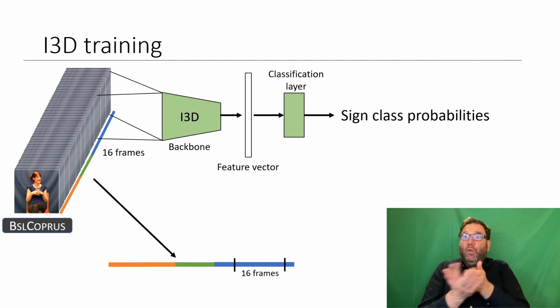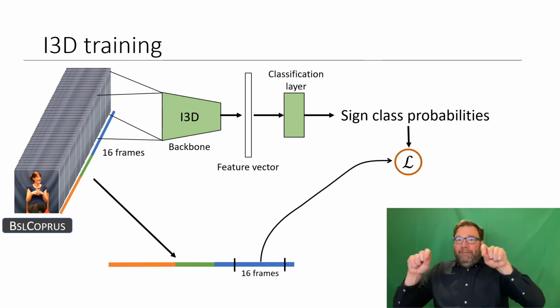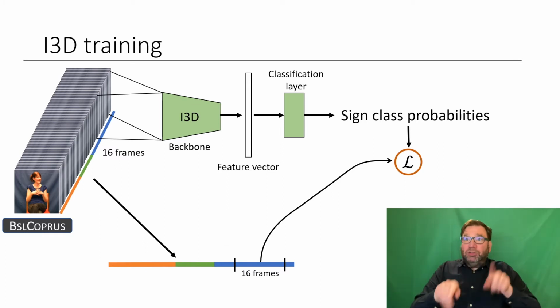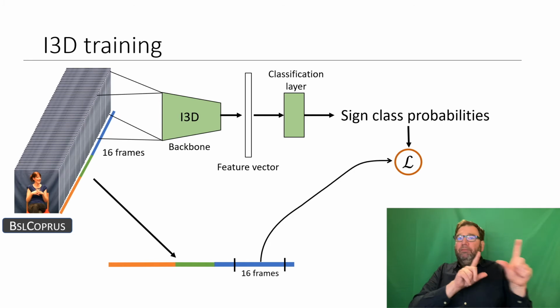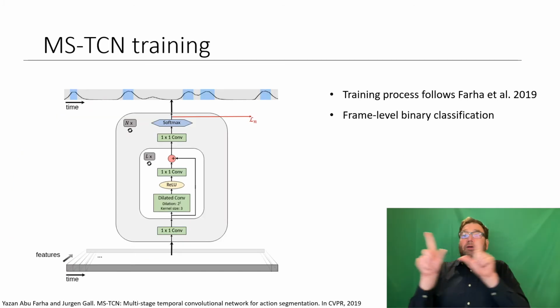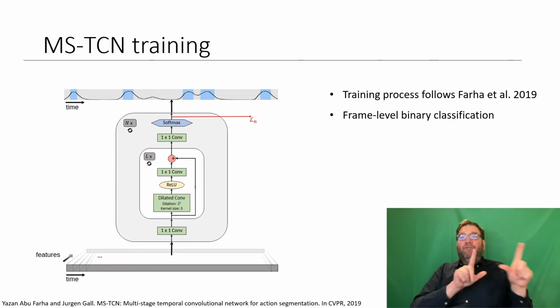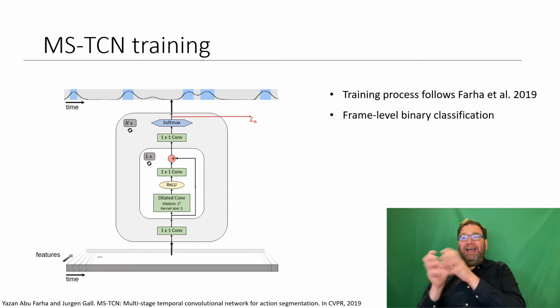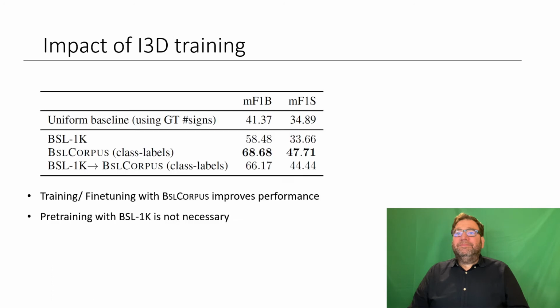During the training, we always use the label of the middle frame to calculate the loss. After this training, we only use the backbone to generate feature vectors of the whole video with a sliding window. These feature vectors are then used to train the multi-stage temporal convolutional network, or MSTCN. This is trained as a frame-level binary classification. We follow the work of Farha et al. for the training process.